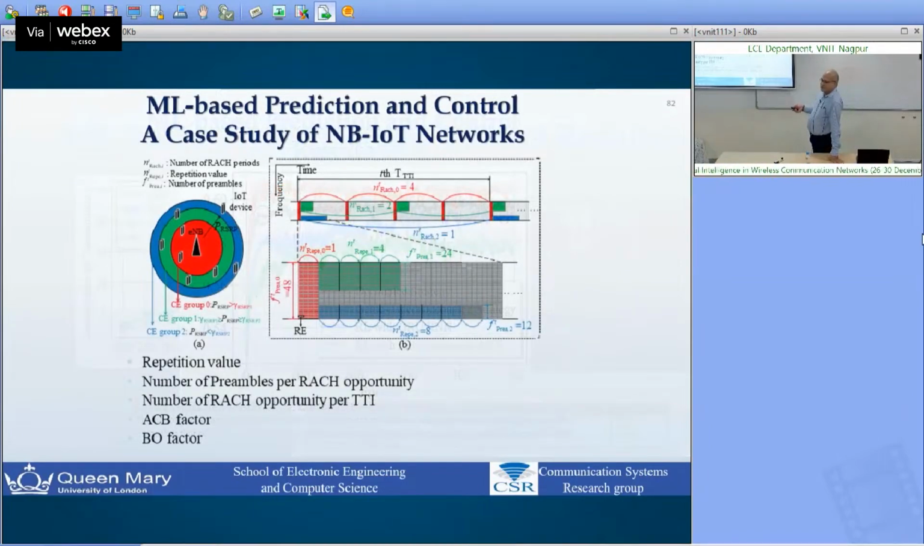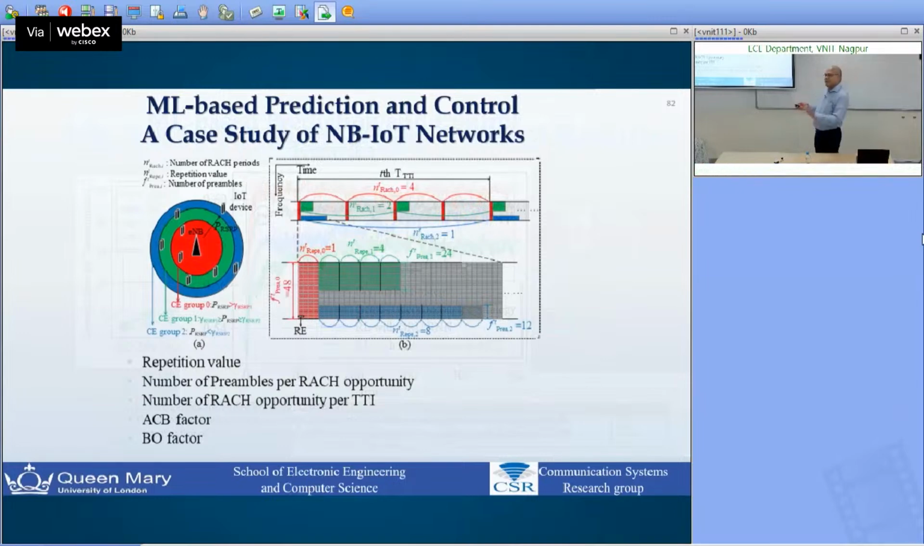9 plus 4. ACB or backoff factor or distributed queuing. Distributed queuing has two parameters, depth and degree. ACB has only 1 parameter, and backoff only 1 parameter. So that is 4 parameters, and 9 plus 4 gives 13 parameters.